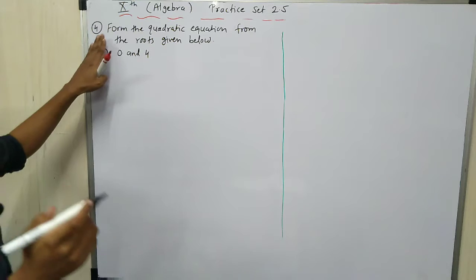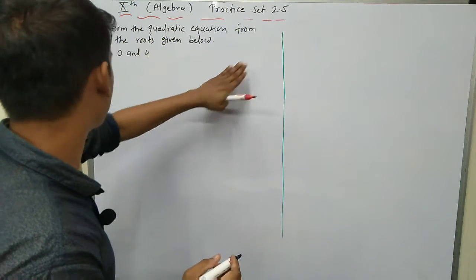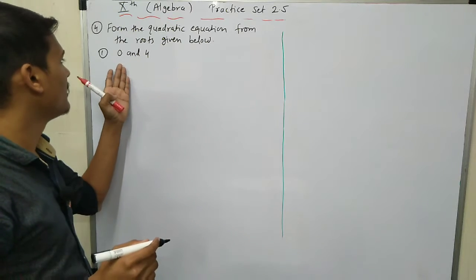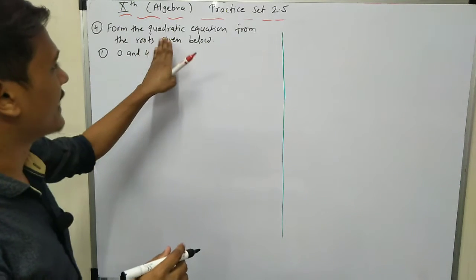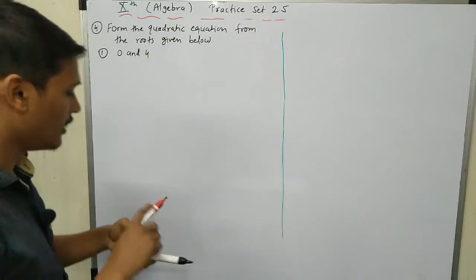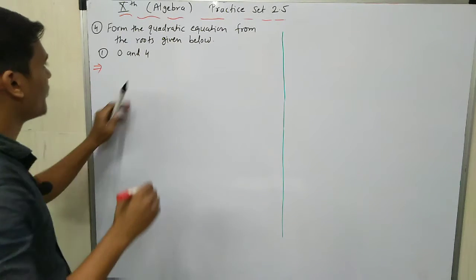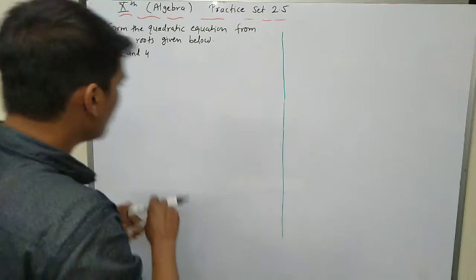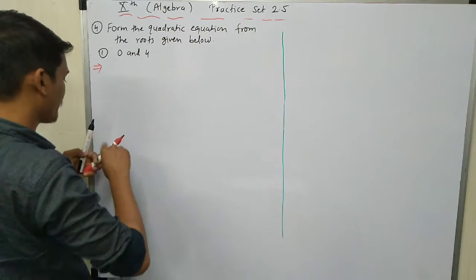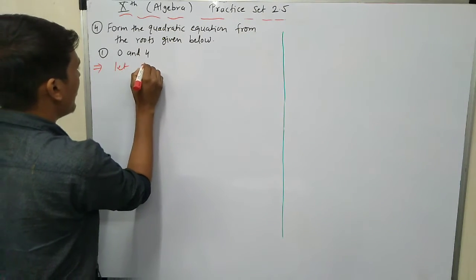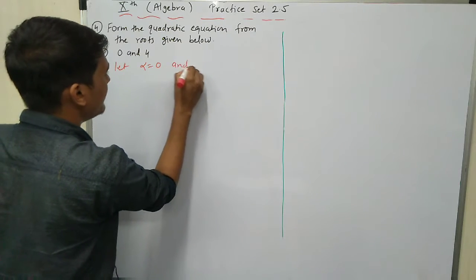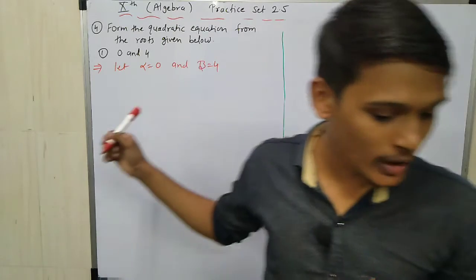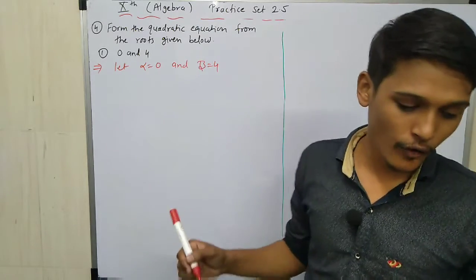Now question number 4. Form the quadratic equation from the roots given below. Understood? You can use these numbers and write down the quadratic equation. First, the roots are 0 and 4. Let alpha is equal to 0 and beta is equal to 4.